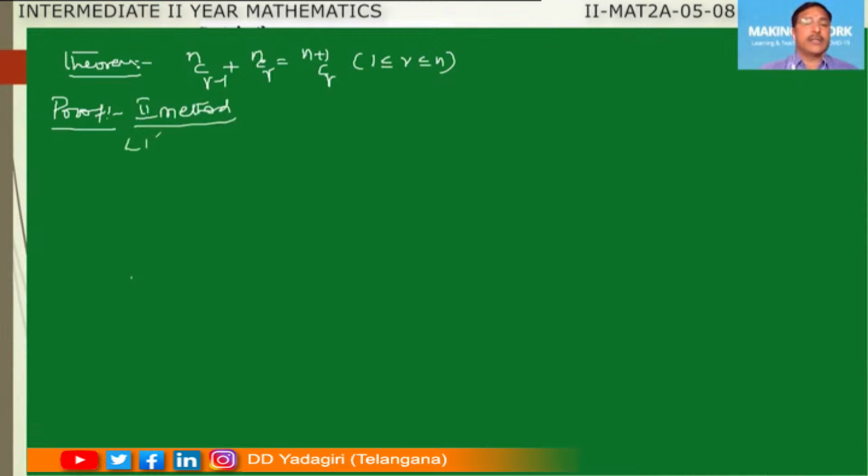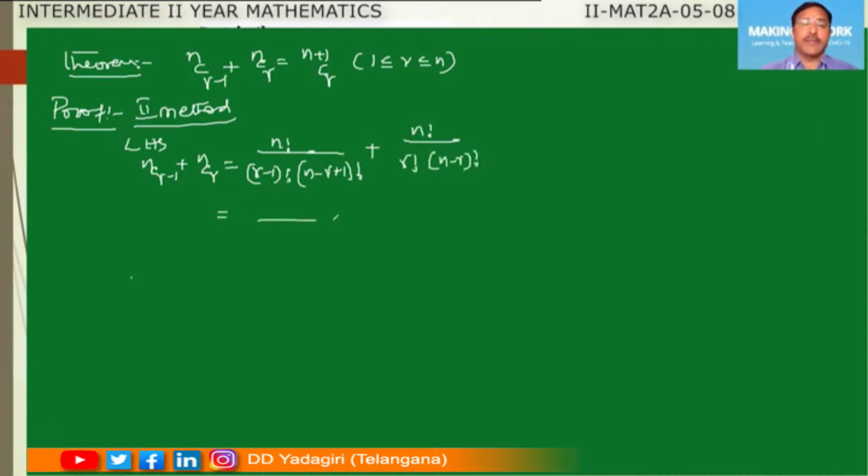Now, let us take LHS: nCr minus 1 plus nCr. According to the formula nCr, let us write the values of these two. nCr minus 1 means n factorial by r minus 1 factorial into n minus of r minus 1, that becomes n minus r plus 1 factorial, plus nCr means n factorial by r factorial into n minus r factorial.